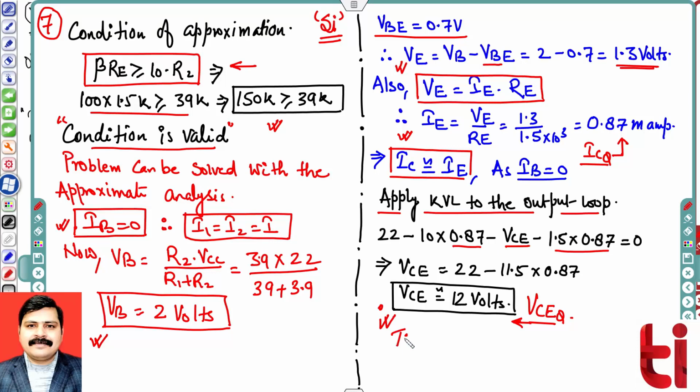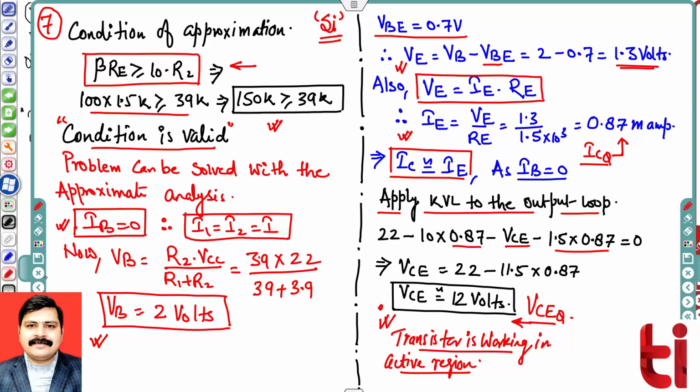Okay, so transistor is working in active region. This is my first outcome. My transistor is working in active region, and this is the analysis we have performed using the approximate method.